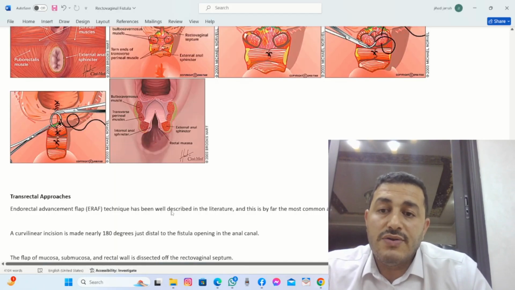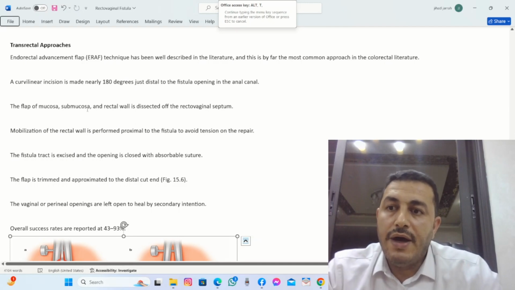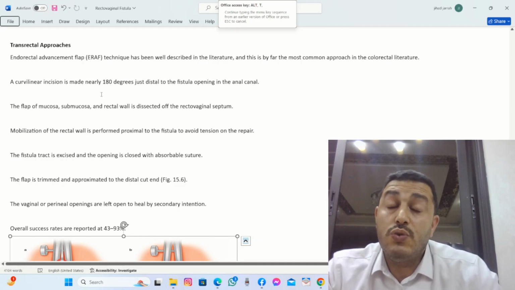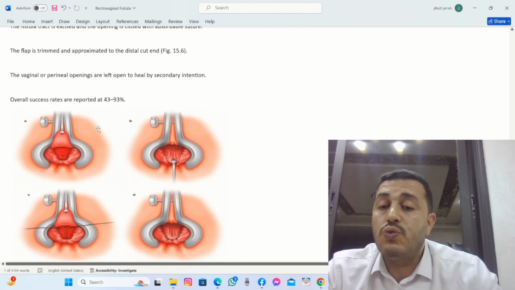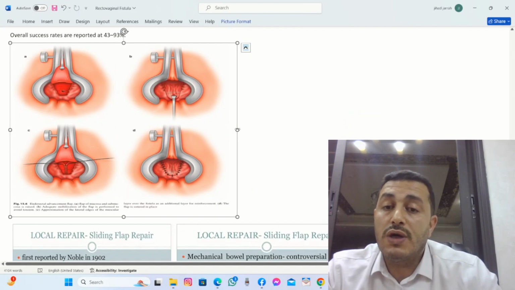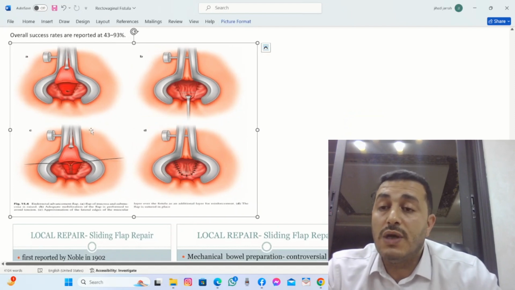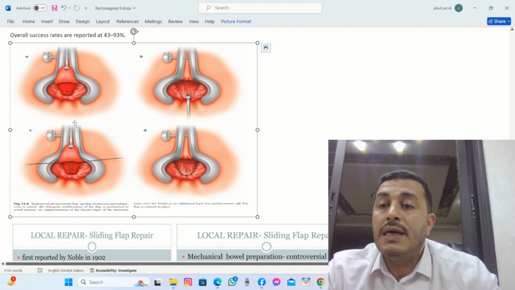Okay. Regarding the transrectal approach, actually we have two approaches or two techniques. The first is the endorectal advancement flap, which we are familiar with. We talked about it when we talked about treatment of anal fistulas, treatment of rectourethral fistula, and also in rectovaginal fistula.